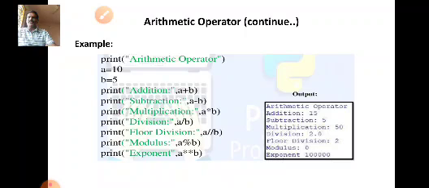Then floor division, A double slash B. Okay, modulus operator, percentage sign. Exponent operation, A double star B, that represents A to the power of B. Okay, here we observe that addition is 15, subtraction 5, multiplication 50, division 2, floor division 2, which prints the quotient. Okay, modulus operator 0.